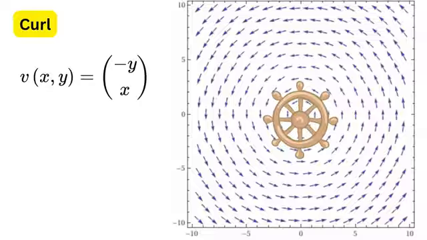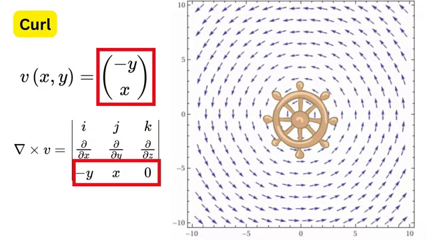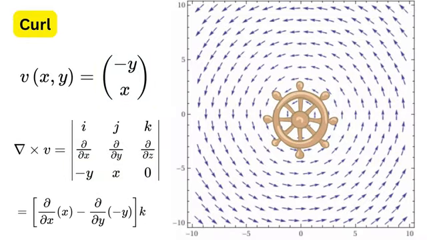To find the curl of this vector field, the cross product of this field with the del operator is calculated by finding the determinant of this matrix, where the top row contains the unit vectors i, j, and k. The second row consists of the partial derivative operators with respect to x, y, and z, while the bottom row contains the actual components of our vector field. It turns out to be this.